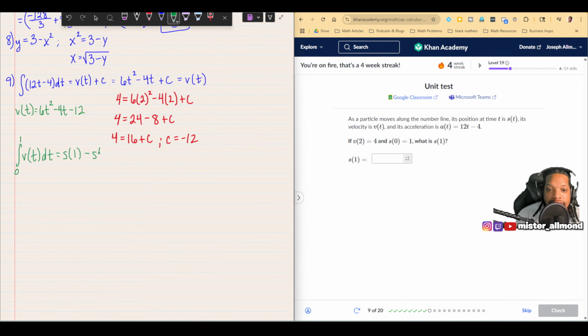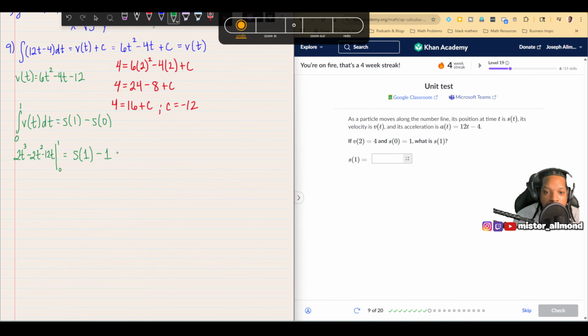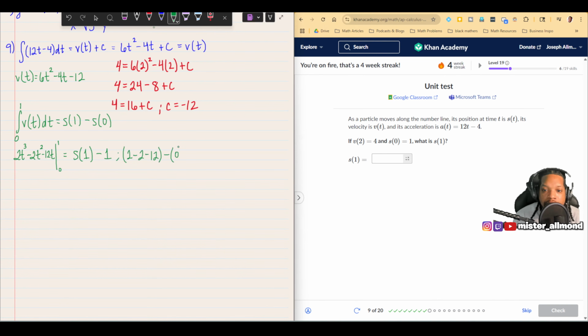So I'm gonna slide this over real quick. Then I need to evaluate that from 0 to 1. Okay, that's what I need to do. So evaluating this at 1, that'll be 2 minus 2 minus 12 minus 0 equals s of 1 minus 1. So 2 minus 2 is 0. 0 minus 12 is negative 12 equals s of 1 minus 1. Add 1 to both sides, you get negative 11.